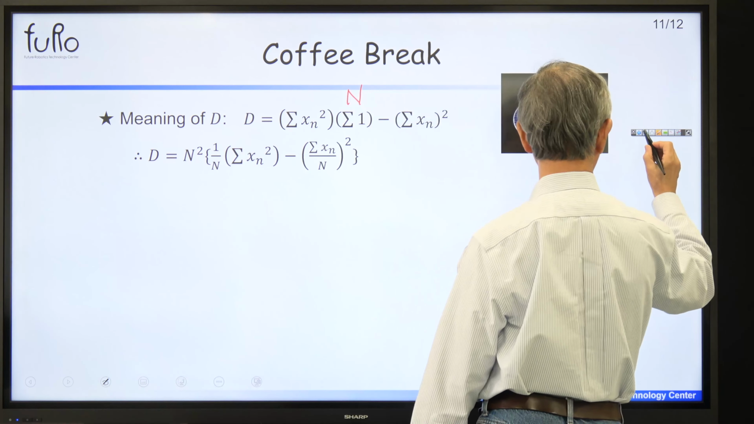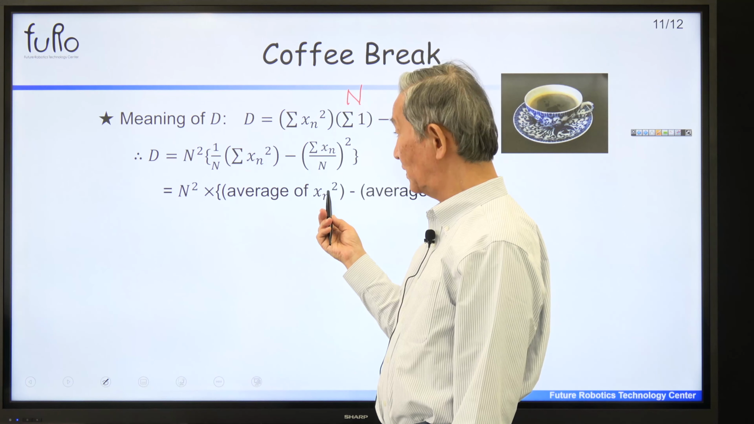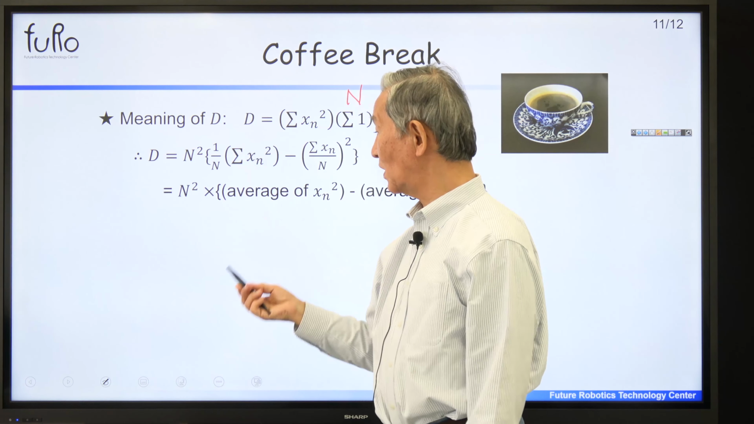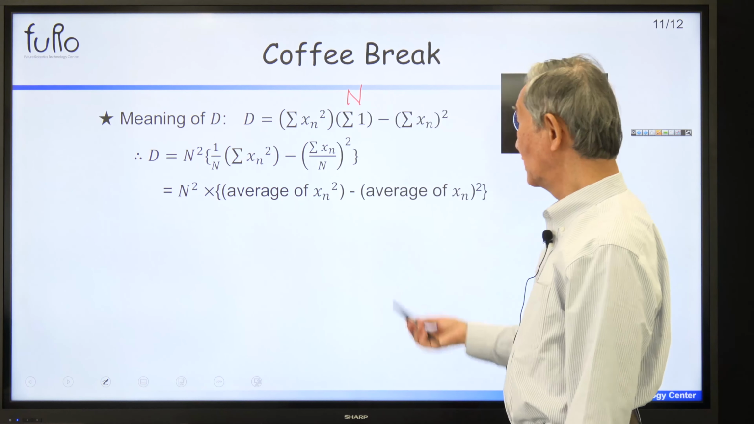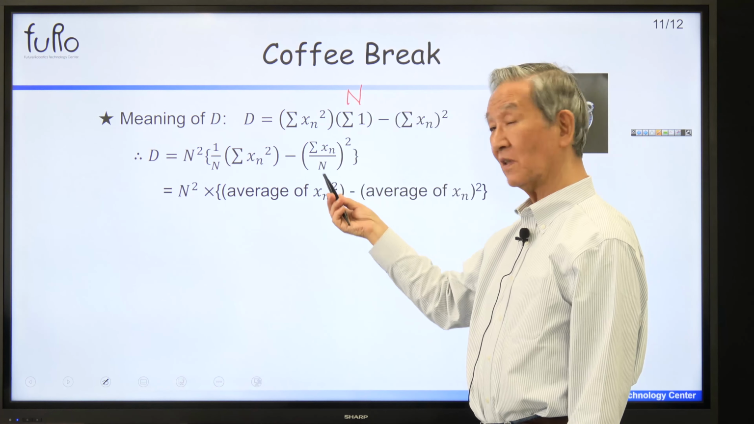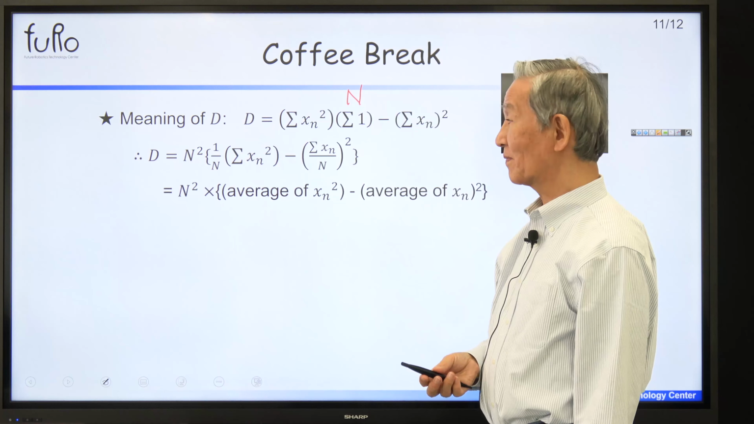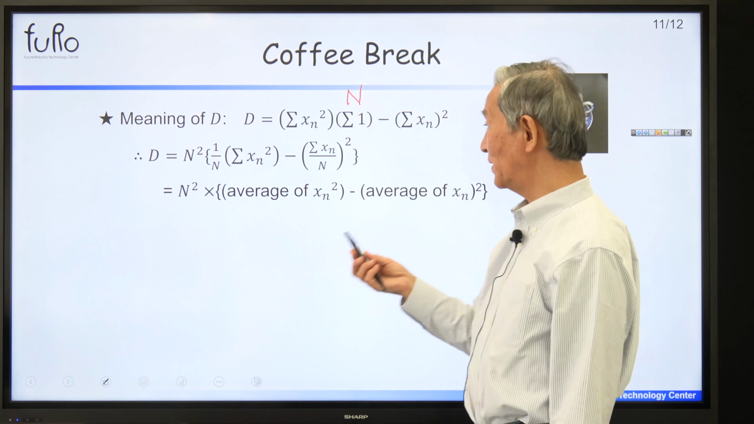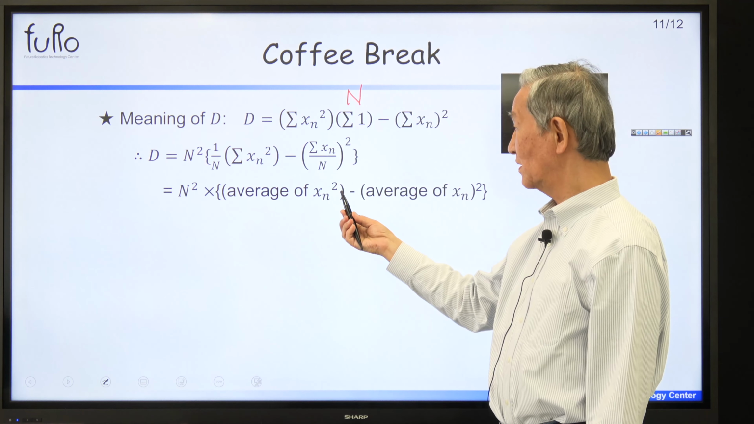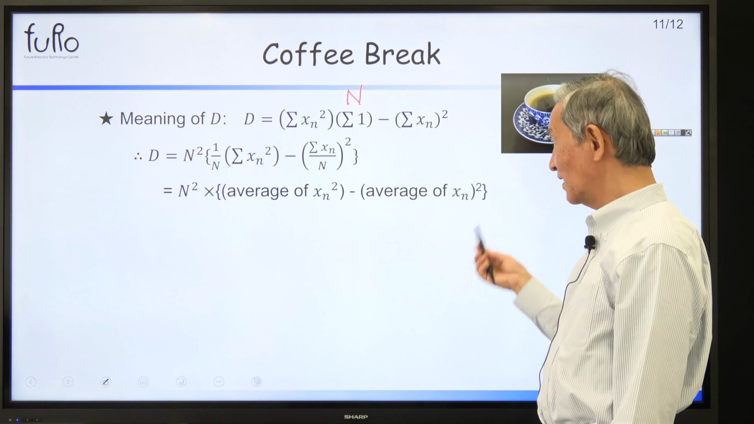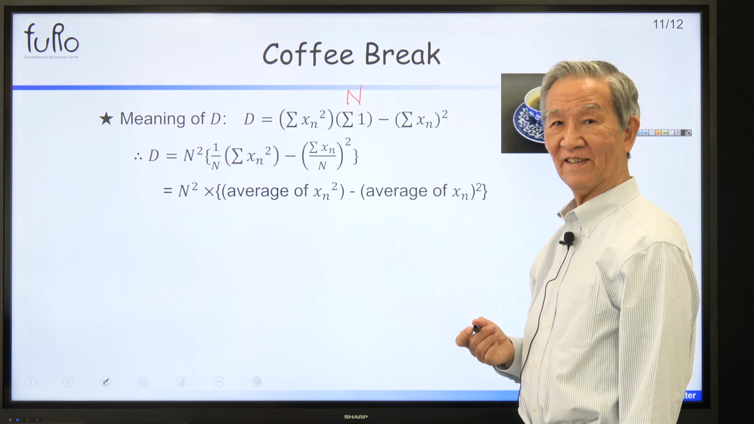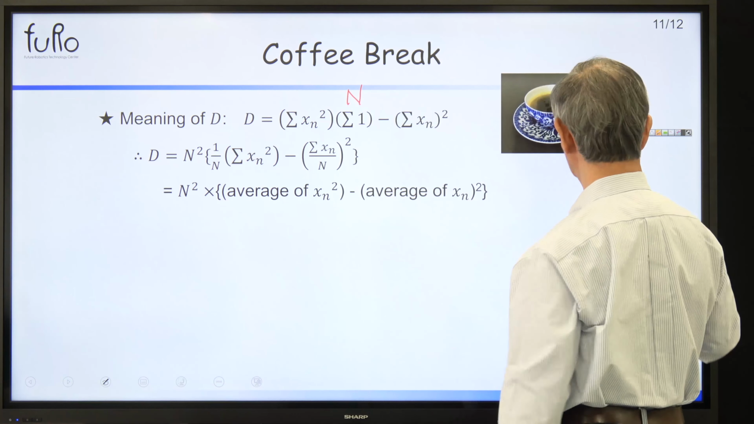So what does it say? This is nothing but the average of xn squared, right? There are n of them, so the average of xn squared. This one here, the inside is the average of x. So the average of x, squared. So that's the difference between the average of xn squared and the square of the average of xn. Okay? Well, the n squared in front is just the weight.